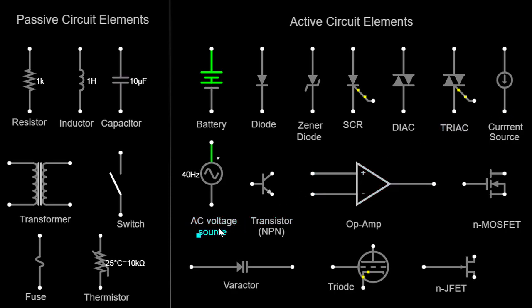AC voltage source. An AC voltage source is a device that generates an alternating current, AC, signal with a specific voltage and frequency. It is represented by a sine wave or a circle with a squiggly line inside, indicating an AC signal. Transistor. NPN. A transistor is a three-terminal semiconductor device used for amplification and switching applications.